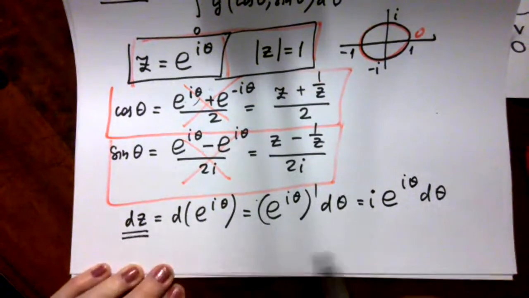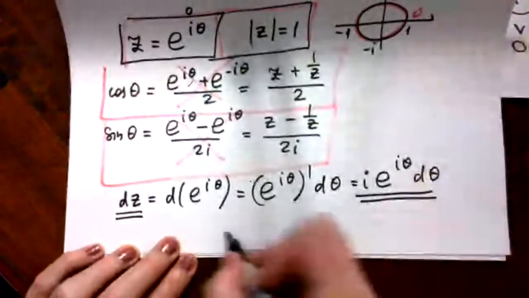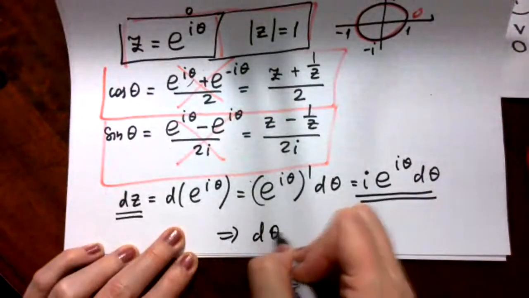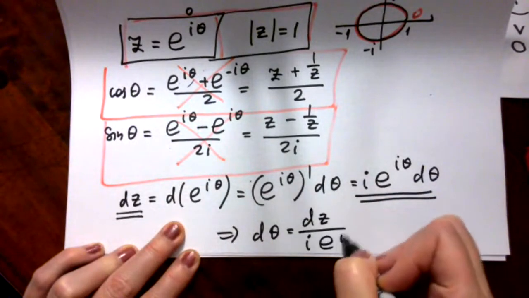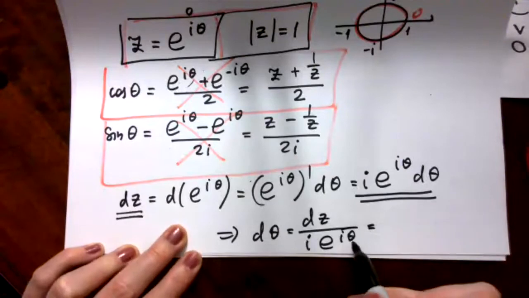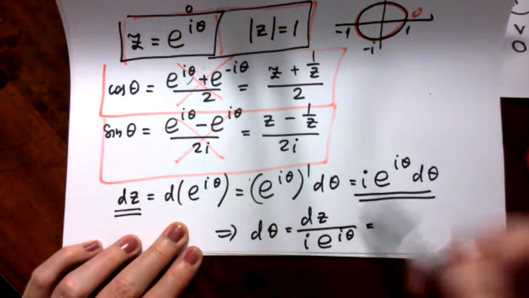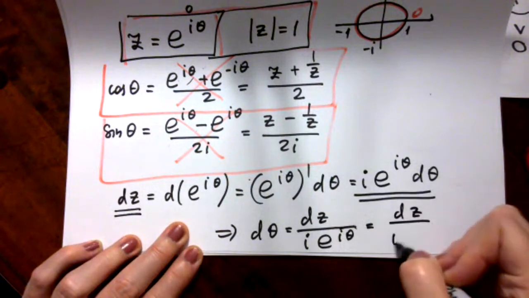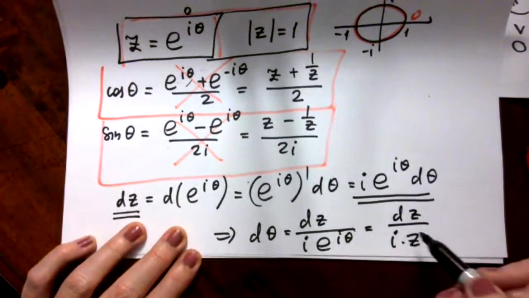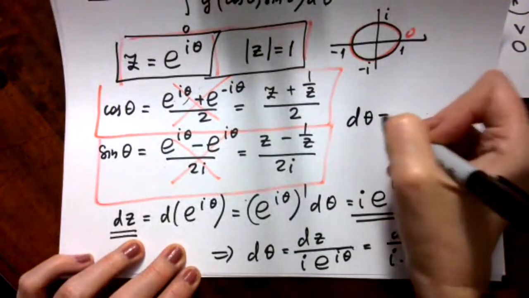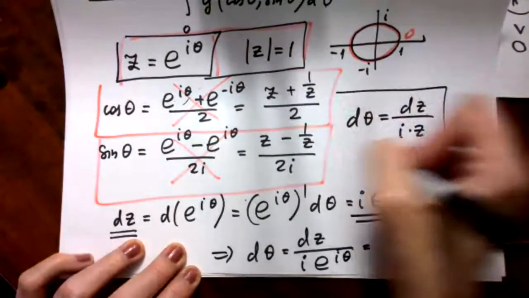And so this was the left-hand side of our expression. This is the right-hand side of our expression. So this is like an equation, and we can express d theta from here. It will be dz divided by this expression, i times e to the power of i theta. And moreover, we can realize that we know this guy. This guy was denoted as z. So we can rewrite this as dz divided by iz. I think it's better to rewrite it here: dz divided by i times z, and put a frame around it.